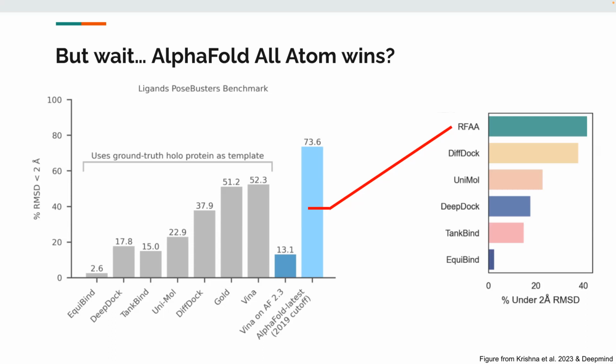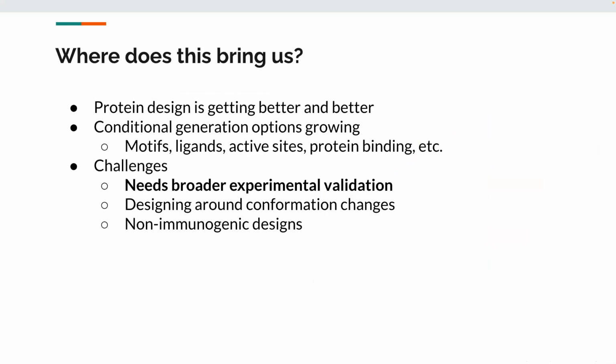So yeah, it's an exciting time for this field. I think there's a lot of growth in a bunch of different aspects, and various fields are being unified into single models, which is pretty cool to see happen live. Conditional generation options are growing, and so that means that we can design for more specific cases. We can design specific motifs that we want, ligands, active sites, and so on. But there are definitely some challenges that remain in this field.